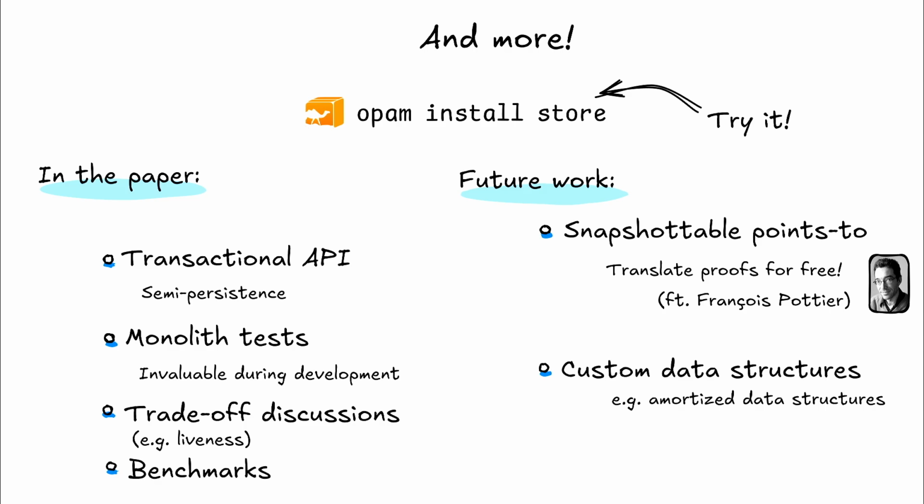One is that we want to have some sort of snapshottable points-to in separation logic so that you can port your proofs from imperative code to work inside the store. This is some work we have started with François Pottier. And there are also some things that need to be taken care of around having custom data structures in the store. The main point being that if you have a data structure that makes use of amortized analysis, like a hash table or a resizable array, it's not going to work very well to snapshot that. And you want to have those amortized operations outside of the store. And that's the presentation. Thank you for attending.